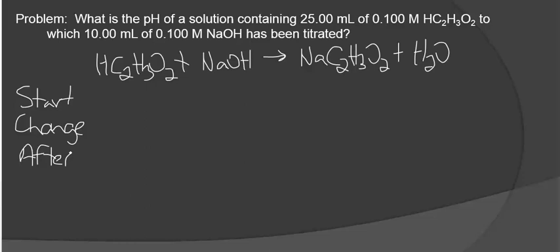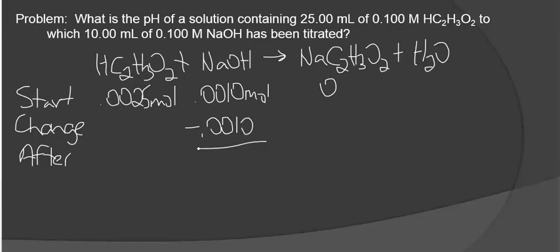So we need moles. So we're going to take the concentration times the volume in liters to get moles. So for acetic acid, 0.0025 moles. For NaOH, 0.001 moles. No salt is present initially. So we have moles. The NaOH is going to be used up. There will be no sodium hydroxide left after the reaction is complete. The change is the same for all species.